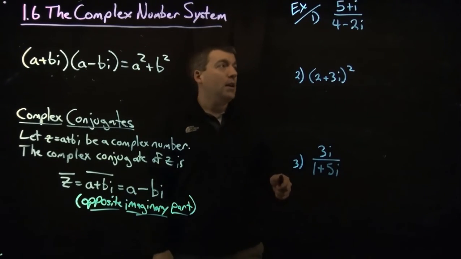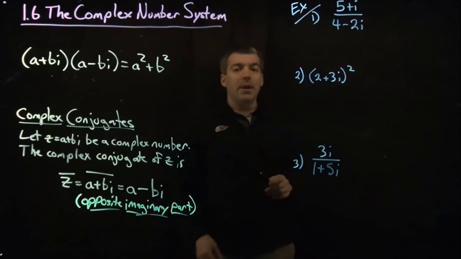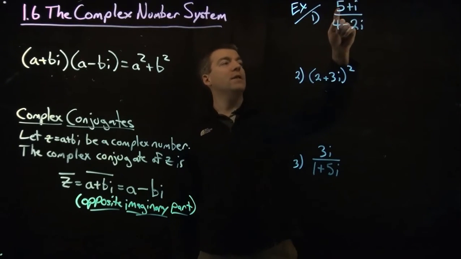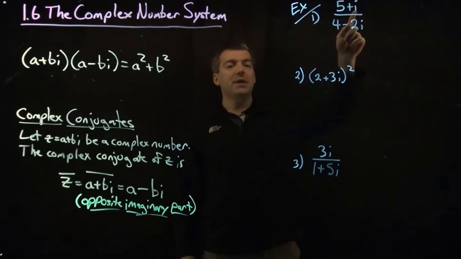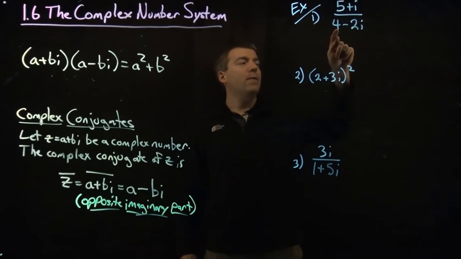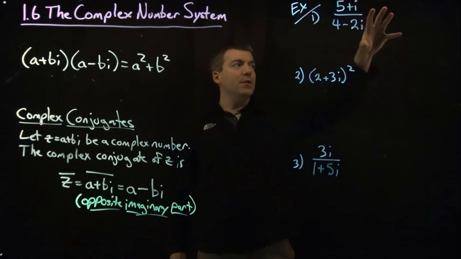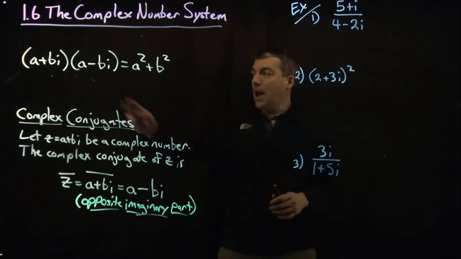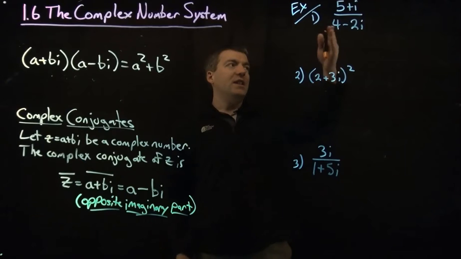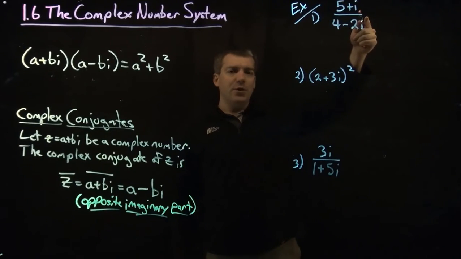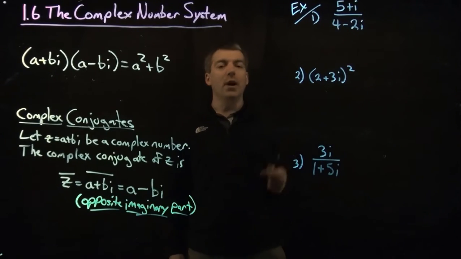All right, so here we have a division of complex numbers. This first example is 5 plus i divided by 4 minus 2i. We'd like to write the answer as a complex number, a plus bi. You can see it's not in that form because we have this division bar. We're dividing by 4 minus 2i.